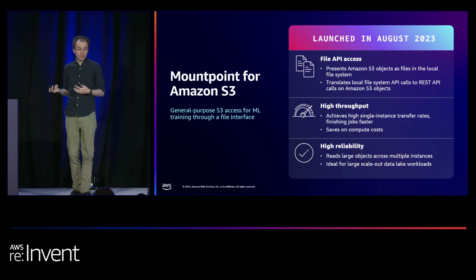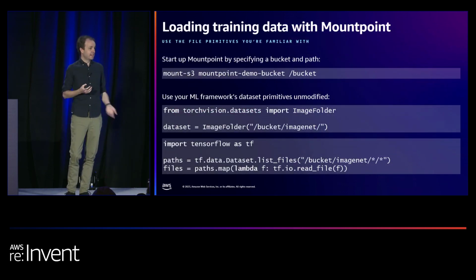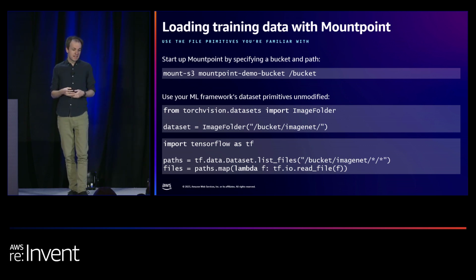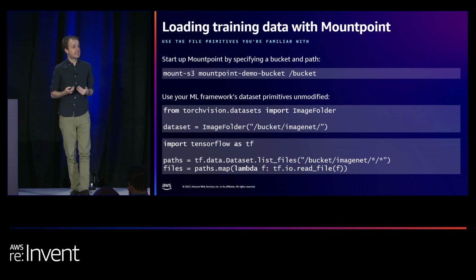What that means for ML training is that Mountpoint is a really great default option for getting data in and out of your applications. Because just like every application understands files, every ML framework that you can think of has interfaces for getting data out of files for training, for loading training samples, and saving data back into files for model checkpoints and things like that. Mountpoint is super easy to get started with.